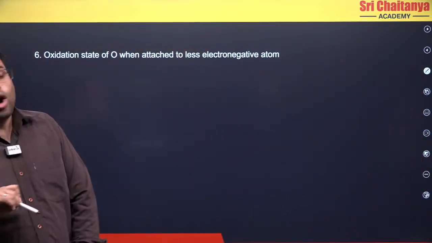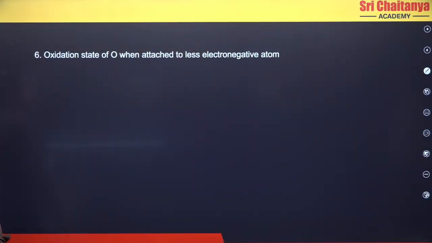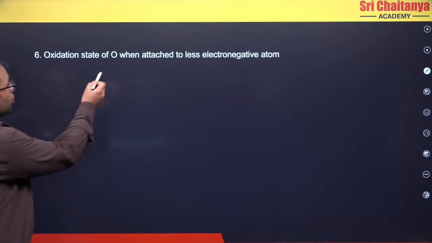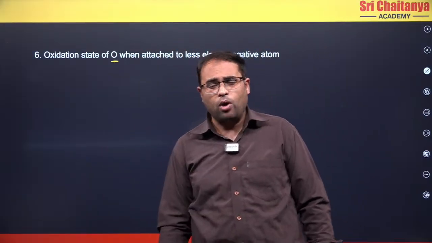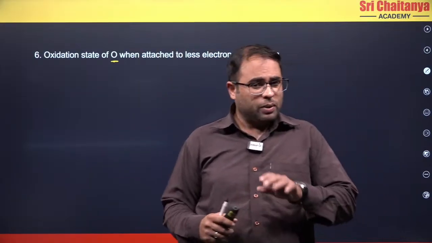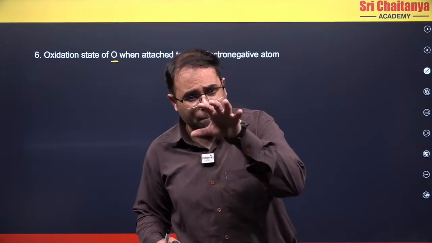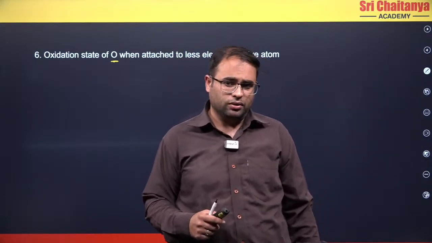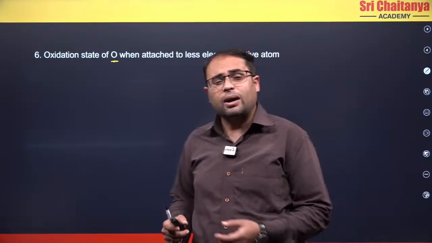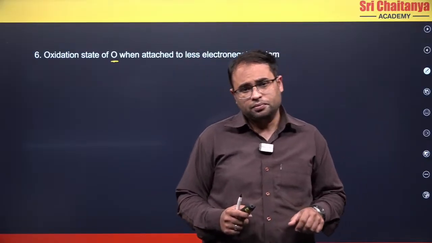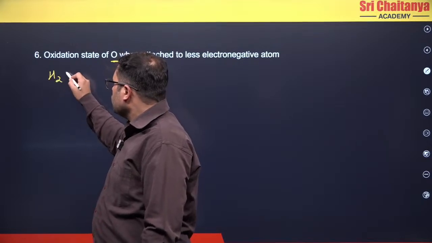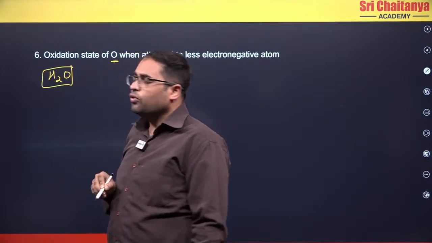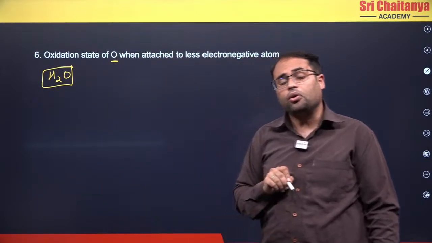Moving on. Oxidation state of oxygen attached to less electronegative atoms. Now talking about oxygen, can you give me the most used example of a compound of oxygen, the most abundant compound on earth? It is water.